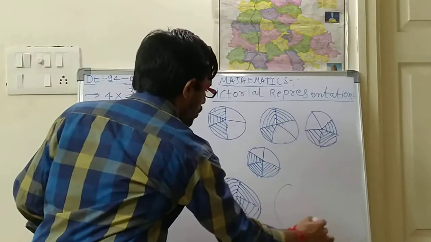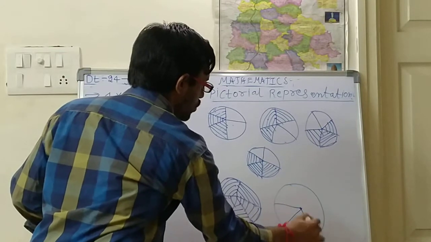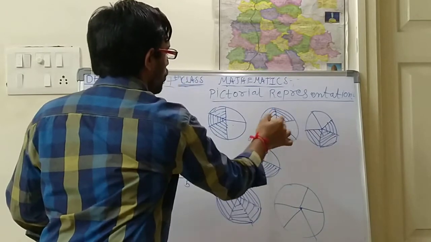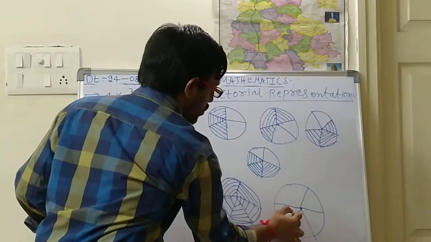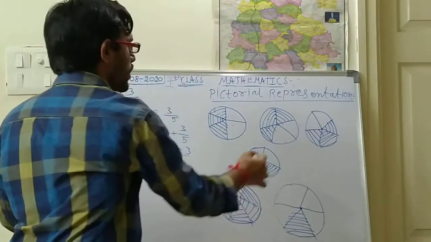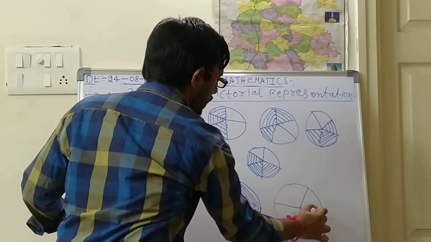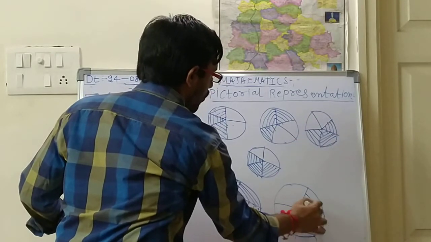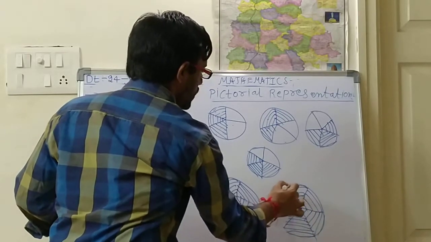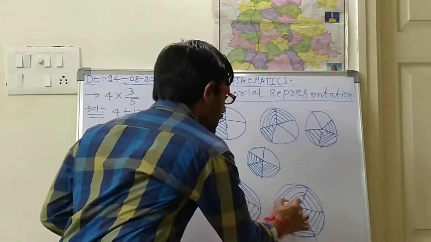Next one, one more circle. So this one has 5 parts. 1, 2, 3, 4, 5. So 2 are done, 1 is left over. That one you shade here completely. Afterwards these 2 are completed. Now again take 3. This is very important, children. With this you can improve your logical skills also.